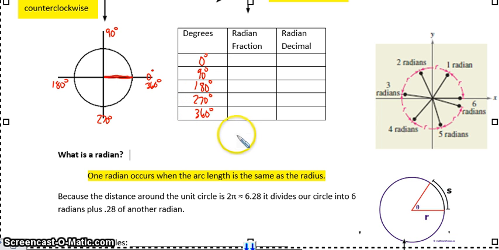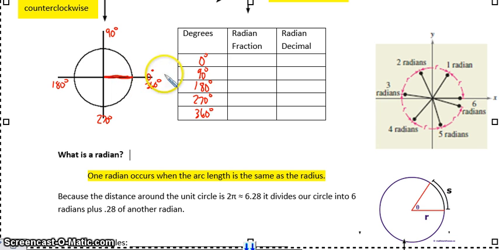What we want to talk about now in this section of trig or pre-calc is what is a radian measurement. Well, a radian is basically, 1 radian occurs when the arc length is the same as the radius. Well, what does that mean? We'll get to that in a minute. But a radian is just a way to write these degrees as fractions. So we're going to write them as fractions in terms of using pi with it.